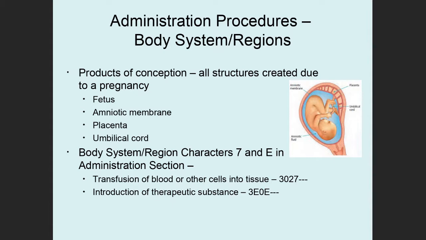So the body system region characters 7 and E in the administration section refer to products of conception. Transfusion of blood or other cells into tissue is 3027 and then additional digits. An introduction of a therapeutic substance is 3E0E. Blood or a drug may be infused into the amniotic sac or other tissues to treat a condition in the unborn baby.